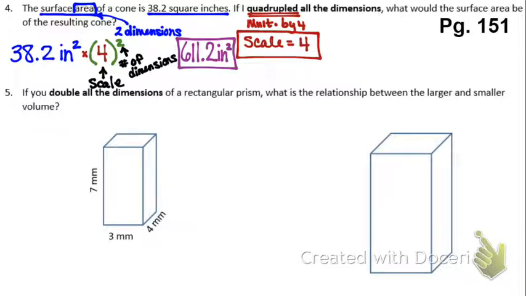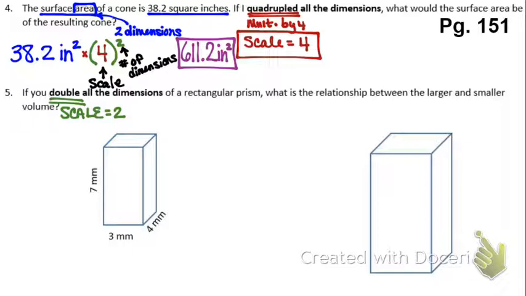So far, so good? Okay. Look down at the next one. Rectangular prism, which is a fancy way of saying a box. So I got a picture of a box right there. What are the dimensions of the box that I have showing? 7, 3, and 4. What do I want to do to all of those dimensions? I want to double them. So what's my scale then? Scale is 2.